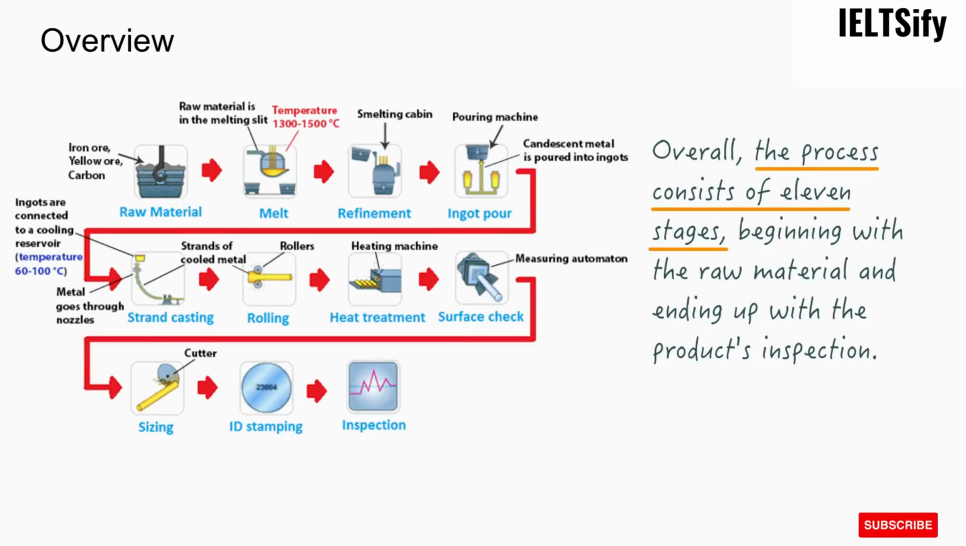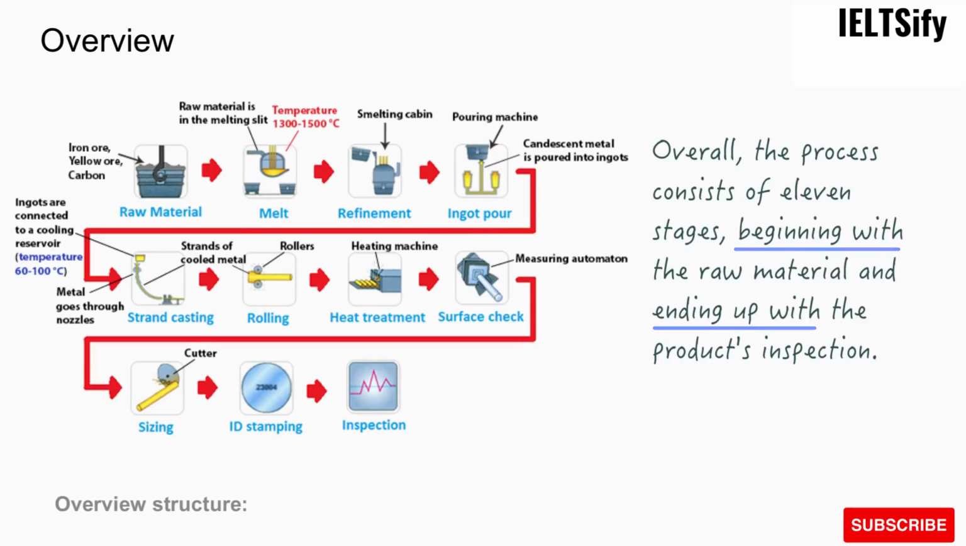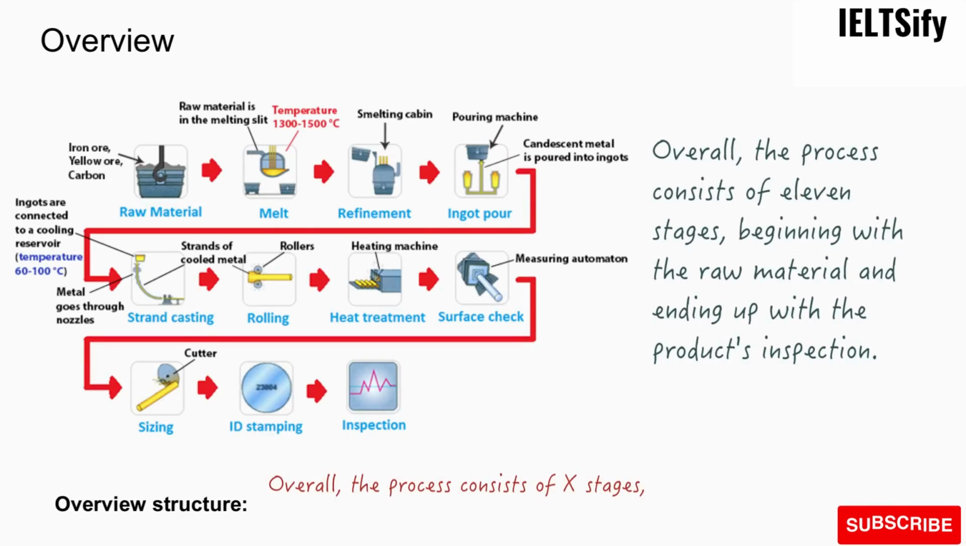I used the phrase, the process consists of 11 stages, to do that. And I also wrote how our process begins and ends. For this, I used the phrases, beginning with and ending up with. So, this is how you should structure an overview. Overall, the process consists of X stages, beginning with something and ending up with something.